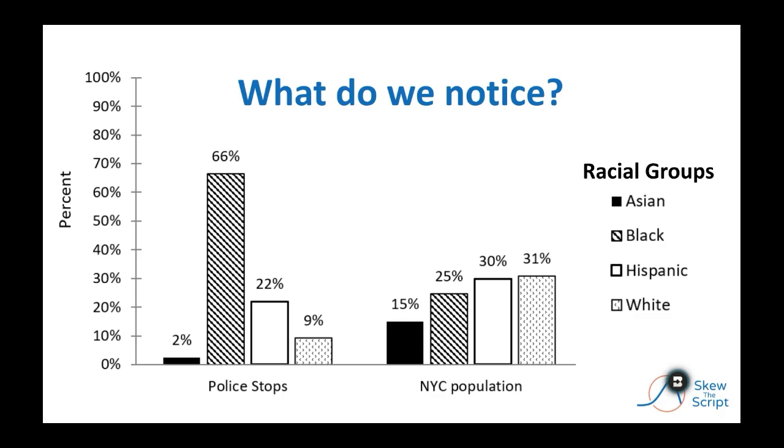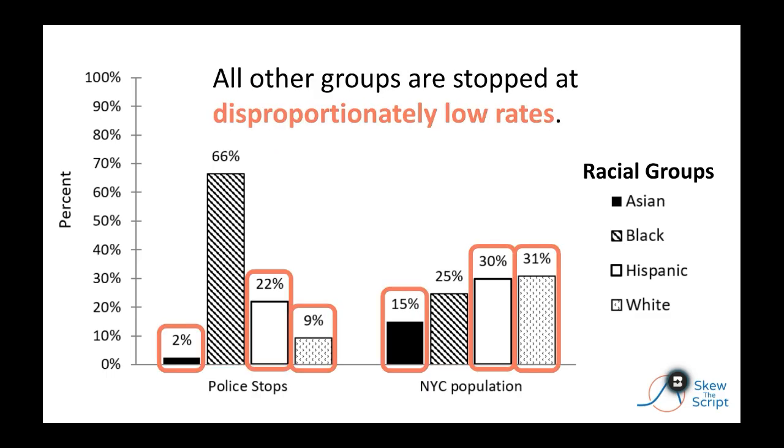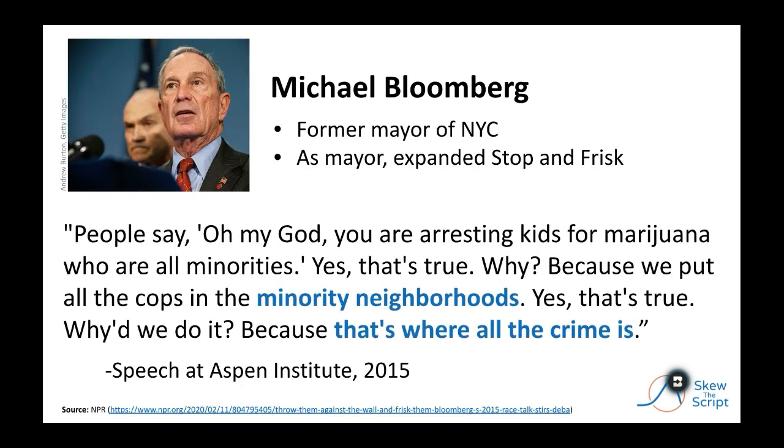So with both data sets visualized together, what do we notice? It's clear that Black individuals are stopped at a disproportionately high rate compared to what we would expect if we'd sampled randomly from the general population. All of the other groups, by contrast, are stopped at disproportionately low rates. For critics, this data is concerning. However, supporters of the stop and frisk program say that there is a reason for these trends.